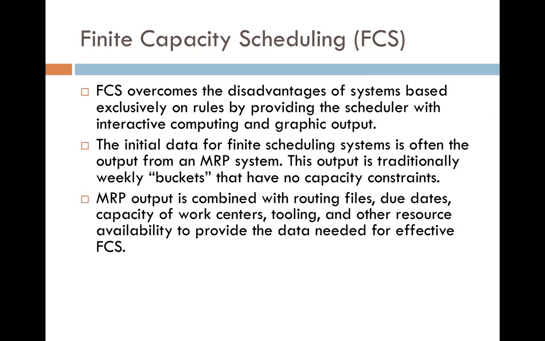Short-term scheduling is also called finite capacity scheduling. FCS overcomes the disadvantages of systems based exclusively on rules by providing the scheduler with interactive computing and graphic output. The initial data for finite scheduling systems is often the output from an MRP system. This output is traditionally weekly buckets that have no capacity constraints. MRP output is combined with routing files, due dates, capacity of work centers, tooling, and other resource availability to provide the data needed for effective FCS.